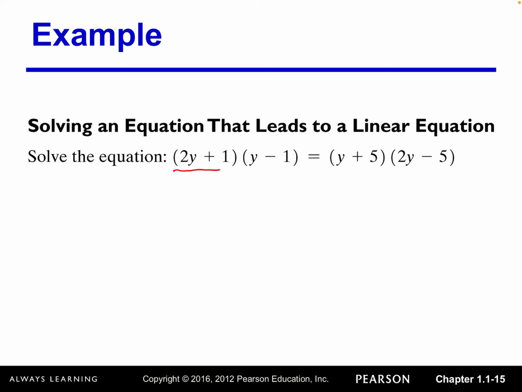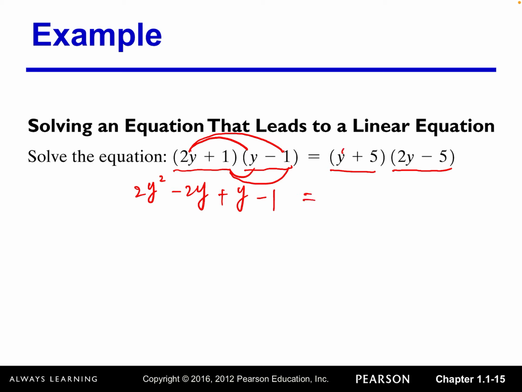Left-hand side of the equation, 2 binomials multiplied. Right-hand side also 2 binomials multiplied. So we need to apply the FOIL rule, right? First term, 2y times y, that's 2y squared. FOIL: first, outer, inner, last. Outer term, 2y times -1, that's minus 2y. Inner term, plus y. Last term, positive 1 times -1, that's -1.